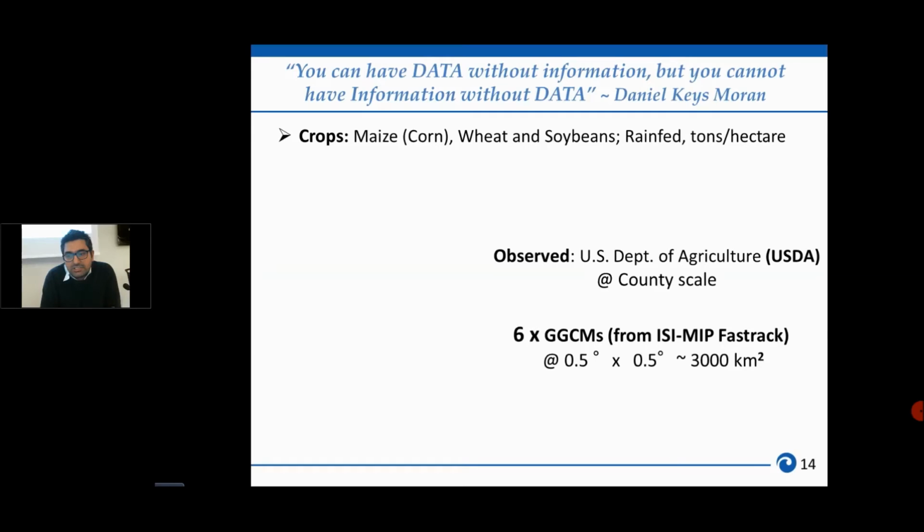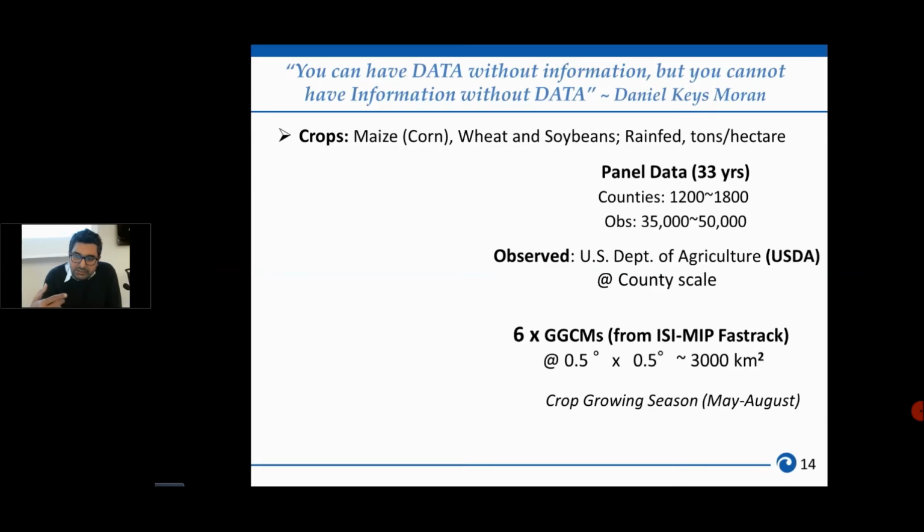The six crop models that we used are all at half-degree gridded resolution, which works out to roughly 3,000 square kilometers. We employ a panel data approach where we have panel data for 33 years. Depending on the crops and the models, the number of counties utilized in our study ranges from 1,200 to 1,800. So we have approximately 35,000 to 50,000 observations in our study for each of these crop models and crops.